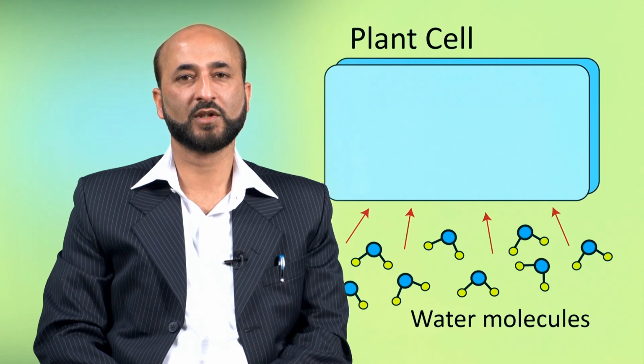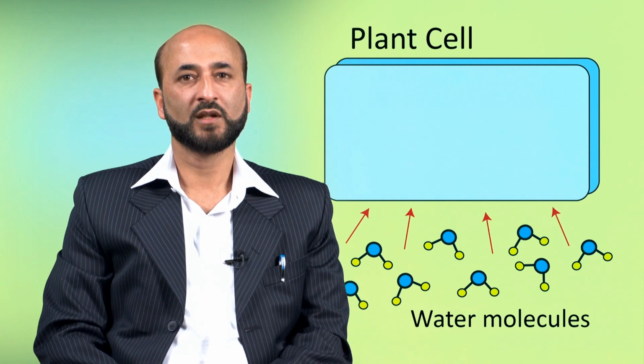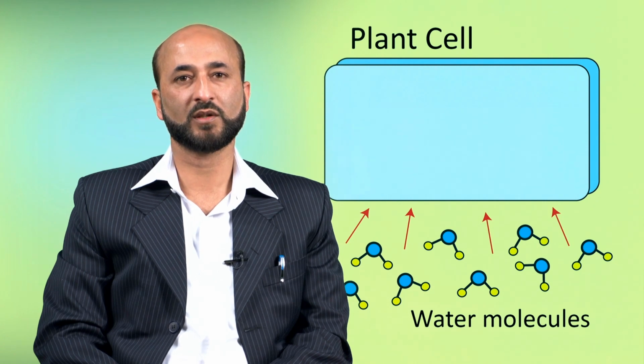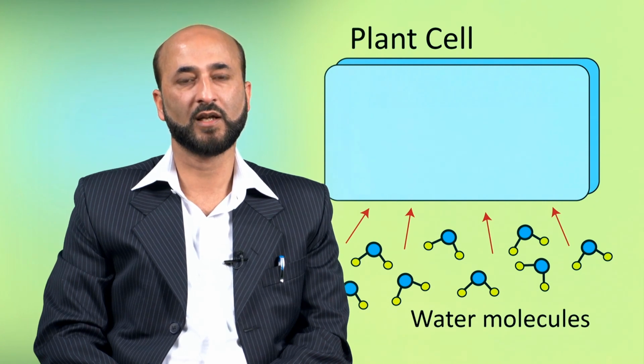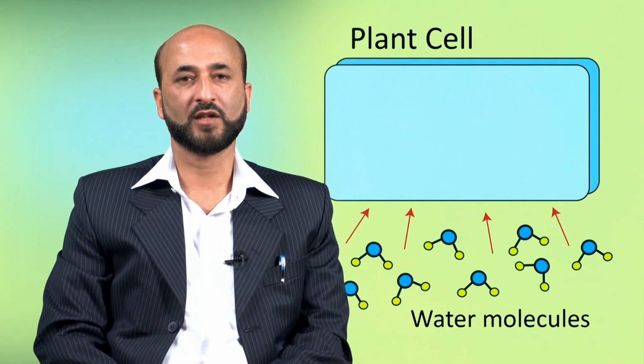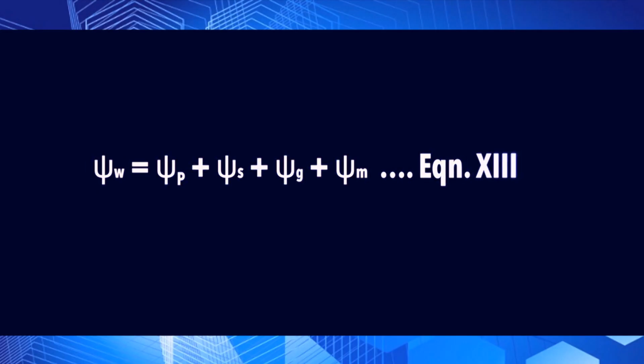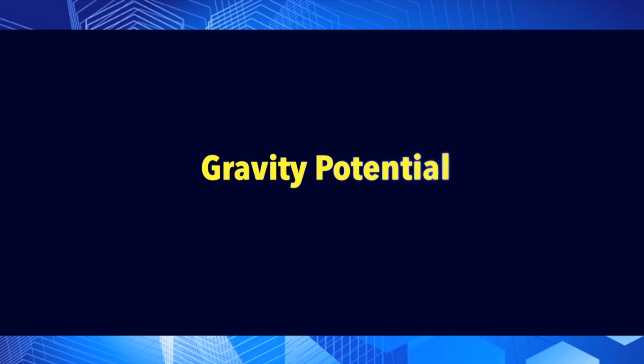Osmotic potential and pressure potential are the two major components of the water potential. Besides osmotic potential and pressure potential, there are two more components, the gravity potential and matric potential, which contribute to the total water potential, although to a lesser extent. Thus, we can write: water potential is equal to pressure potential plus solute potential plus gravity potential plus matric potential. Now, what is this gravity potential?